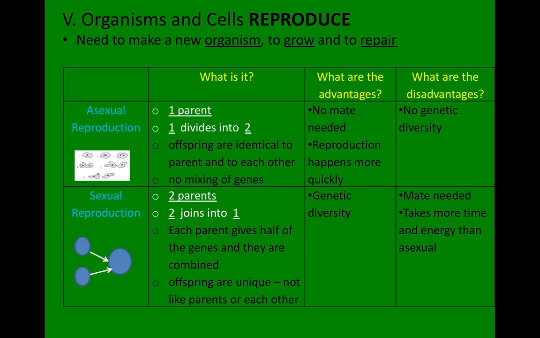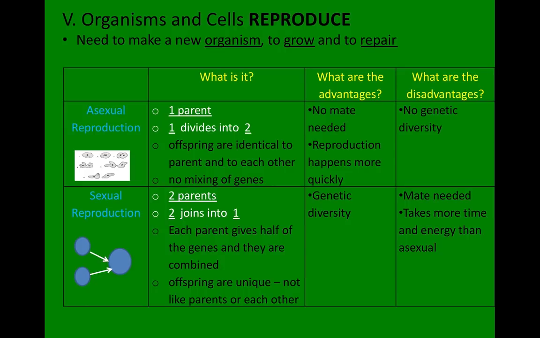Some advantages: it only takes one. There's no mate needed, and reproduction happens very quickly. A disadvantage is that there's no genetic diversity. Because the DNA is exactly the same, any problems with the parent DNA will be passed to the offspring.